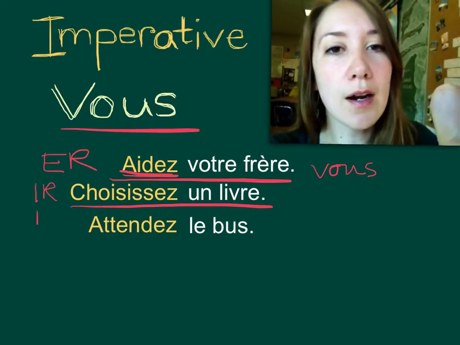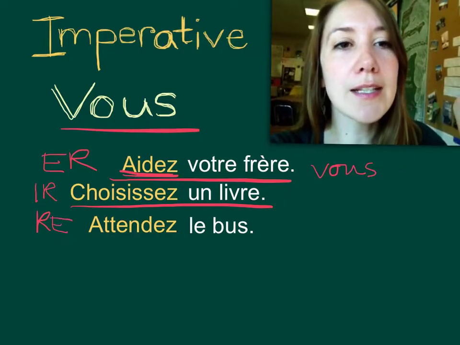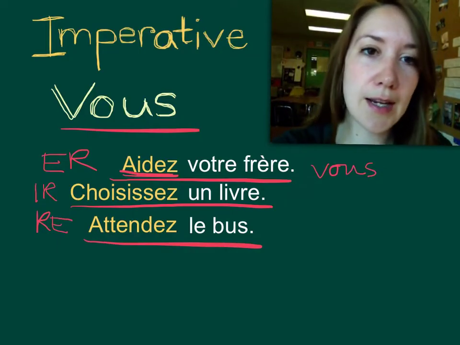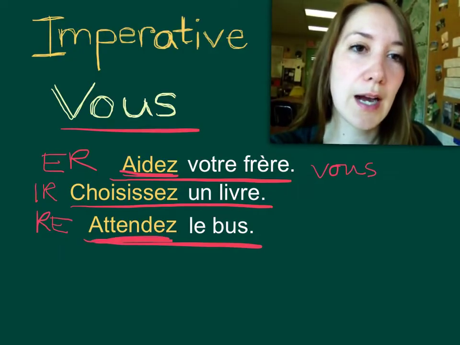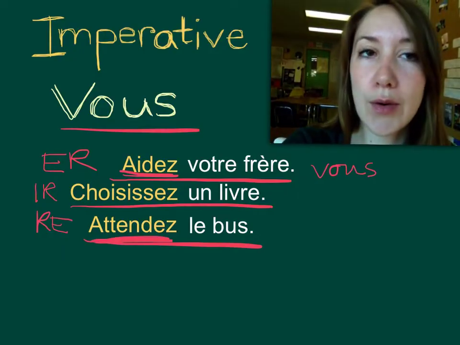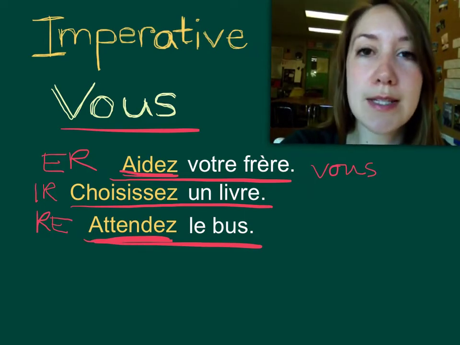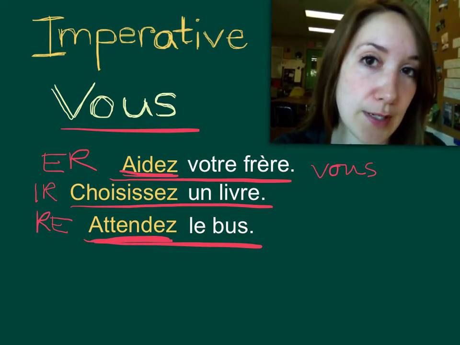And then for our RE verbs, attendez le bus, wait for the bus. Again, I've conjugated attendre just like I always would for vous. So there's no change. We're just using these verb tenses without the word vous in front of it.